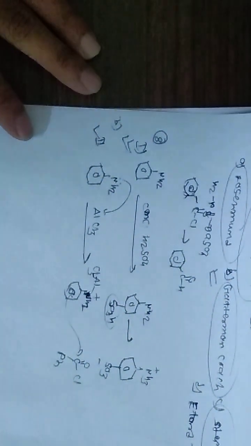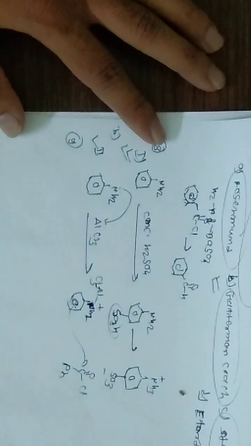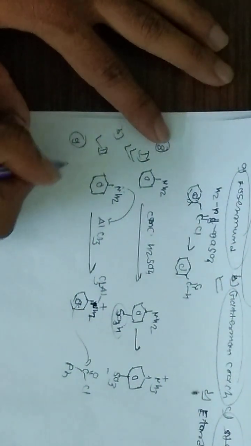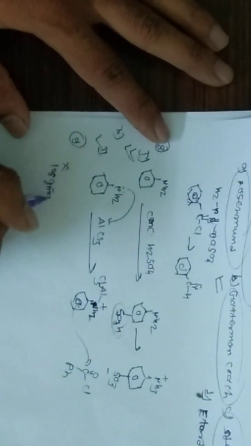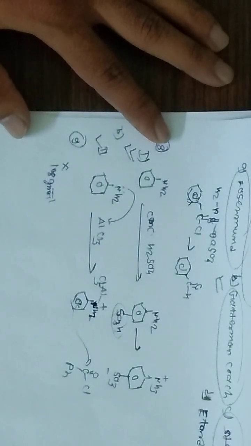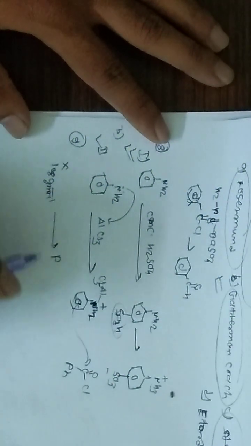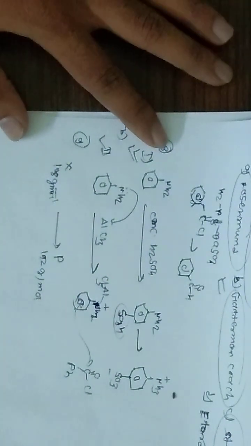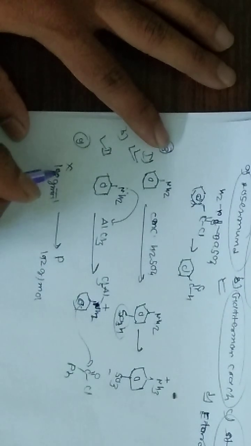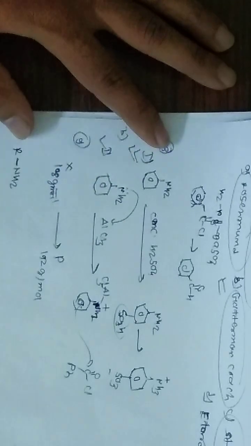Now the next question is a conceptual question: compound X with molar mass 108 gram per mole undergoes acetylation to give product P with molar mass 192 gram per mole. The number of amino groups in compound X is asked. Suppose the compound X has an RNH2 group.